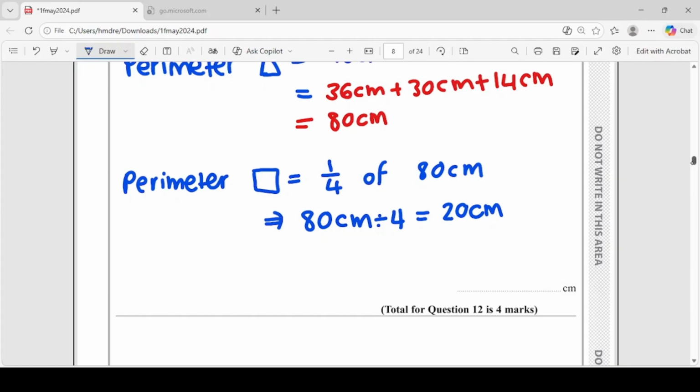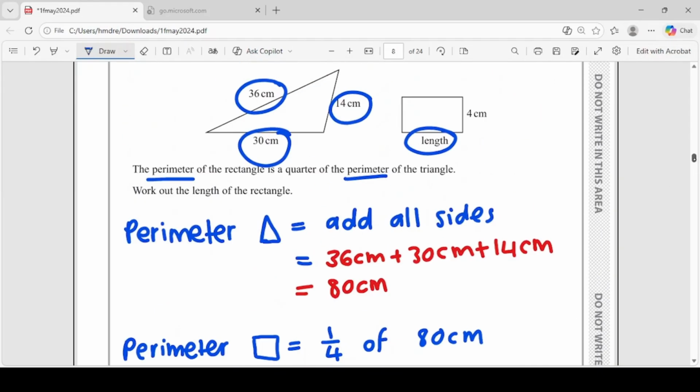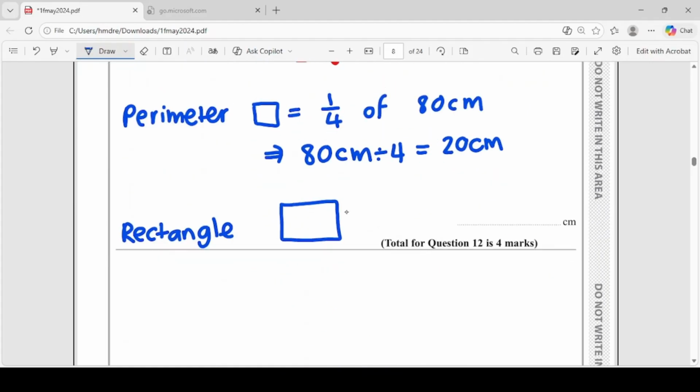And then let's find the missing length. So let's first of all draw our rectangle. So our rectangle looks like this. This side is 4 centimeters. They give that to us. So this side is also 4. And we don't know the length, so let's just make it x for now. Make it whatever you want.